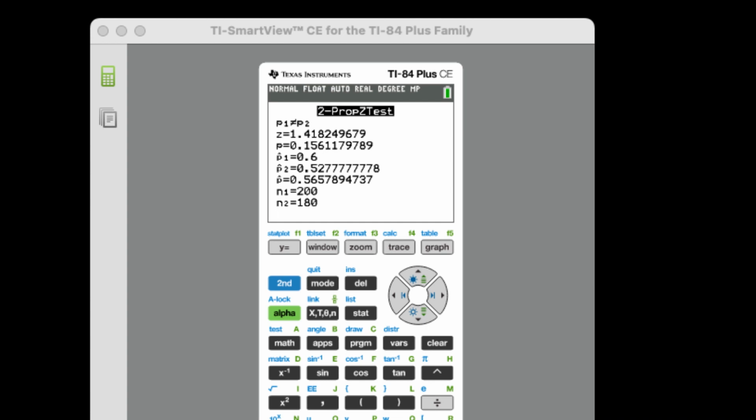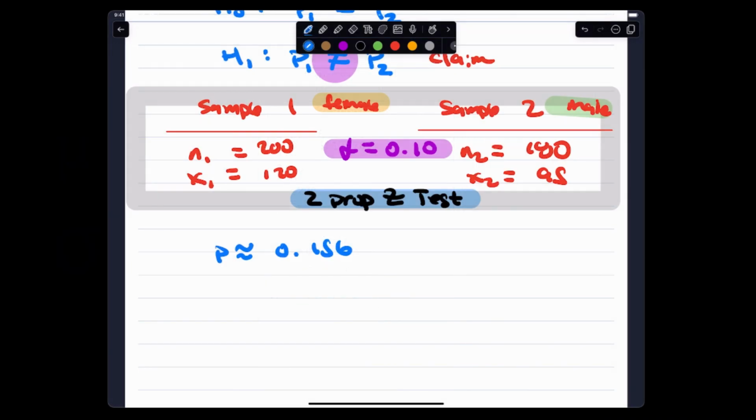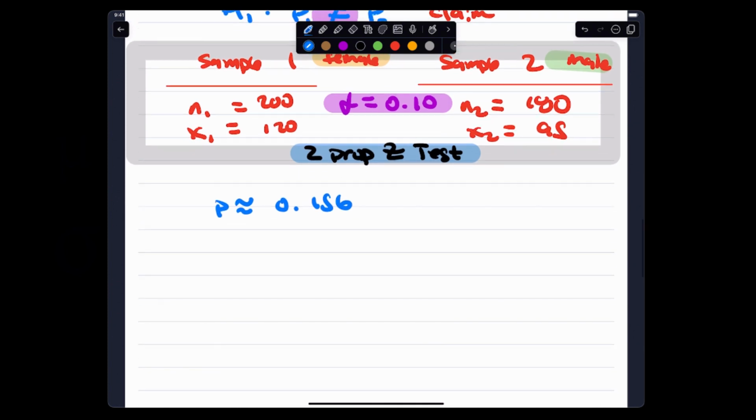What's your P going to be here? What's that P value? Do you guys know? The P value is what? Go to the nearest thousandth. What is your P value? Is that 0.156? Here's your p-value.